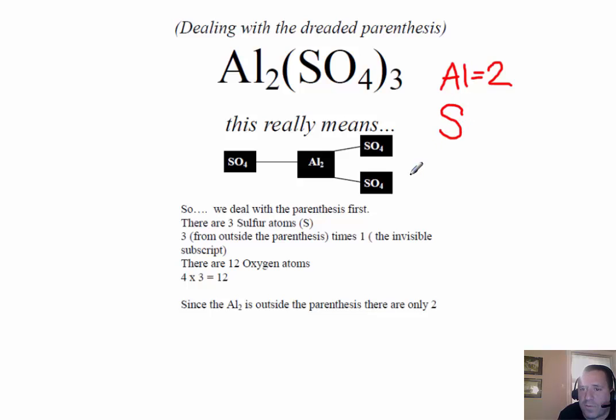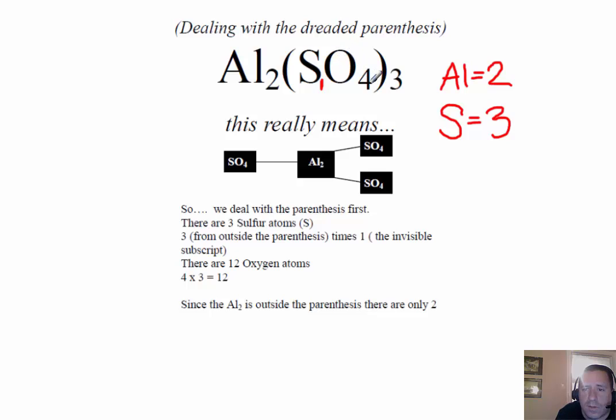How many sulfurs do we have? Is there a subscript? No, there's no subscript shown, so we know that subscript is going to be an invisible 1. Is there parentheses? Yes. What is the number outside the parentheses? It's a 3. 1 times 3. And the next question would be, is there a coefficient? But there isn't any, so this would be a 3.